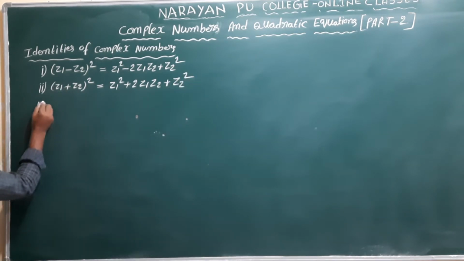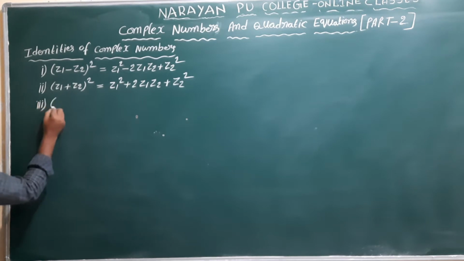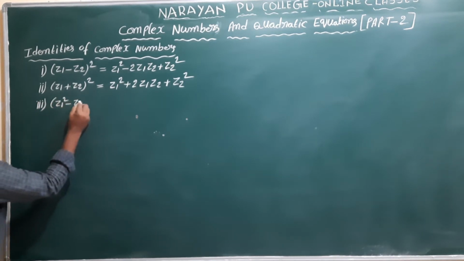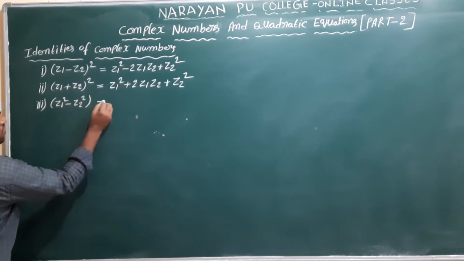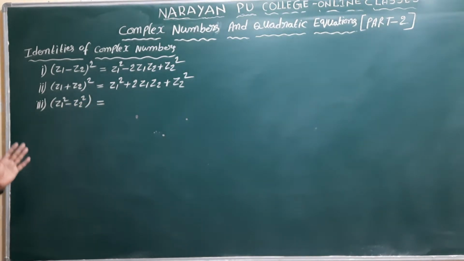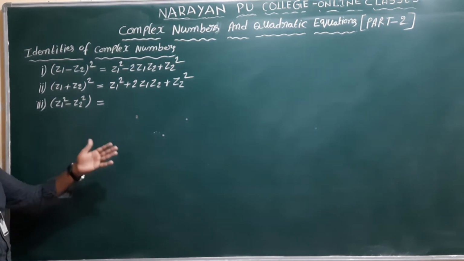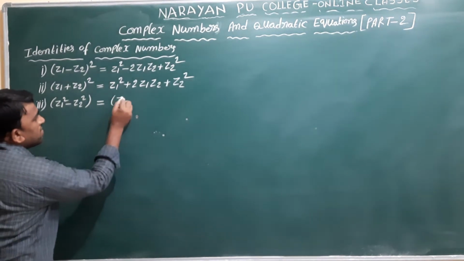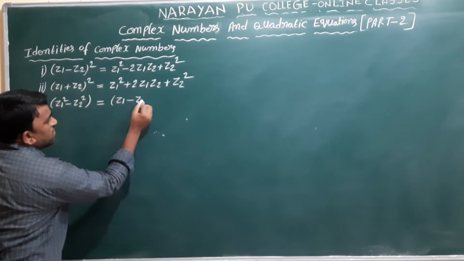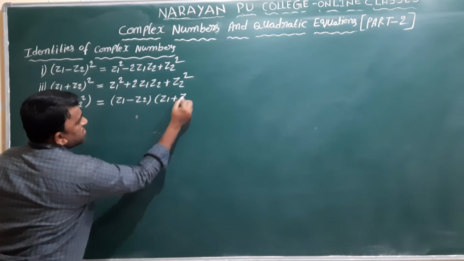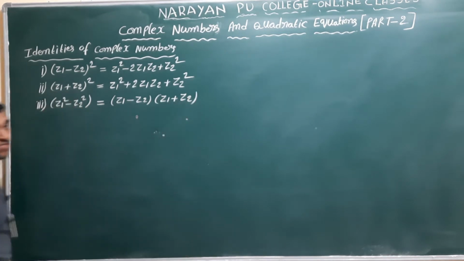Next third one, z1 square minus z2 square, like x square minus y square form. X square minus y square form formula (x minus y) into (x plus y), like that (z1 minus z2) into (z1 plus z2).